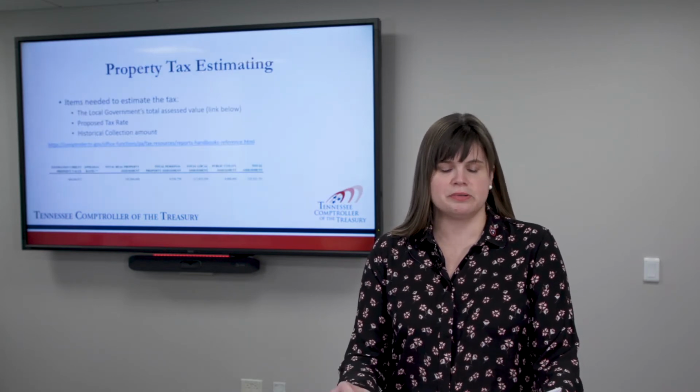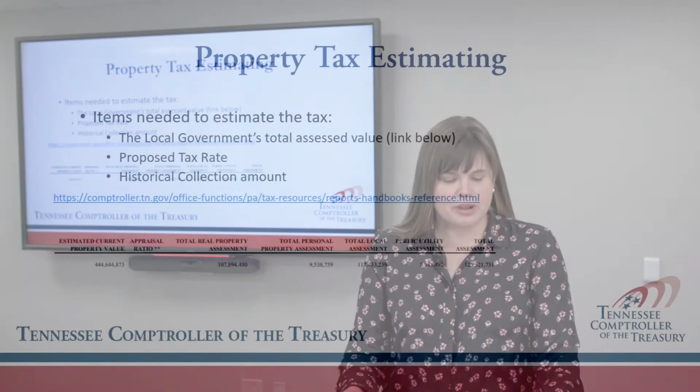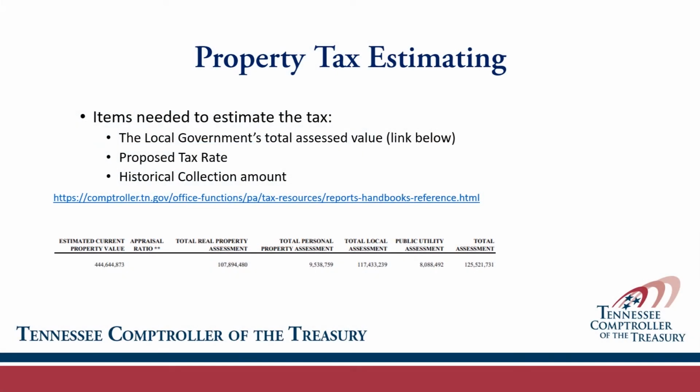So first up, the beloved property tax. Prior to estimating your property taxes, there are a few items that you need to collect. First, the total assessed value, which can be found on the Comptroller's website. So you go to cot.tn.gov and you're going to scroll to Office Functions and click on Property Assessments, and then go to their Resources page. The link is on the screen here, but sometimes the link's so long it's easier just to explain how to get it. And then go to the Tax Aggregate Report.